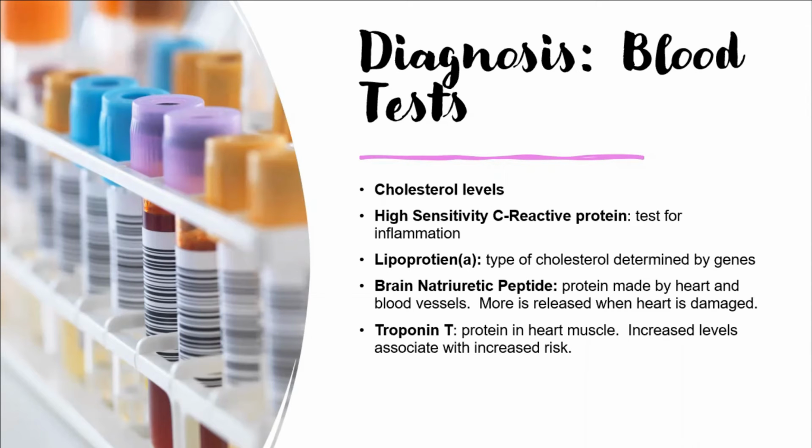Blood tests that can be done to help diagnose heart disease include cholesterol levels, high sensitivity C-reactive protein, which is a test for inflammation, lipoprotein A, which is a type of cholesterol determined by genes, brain natriuretic peptide, which is a protein made by the heart and blood vessels. More of this is released when the heart is damaged. Troponin T is a protein in heart muscle. Increased levels are associated with increased risk.